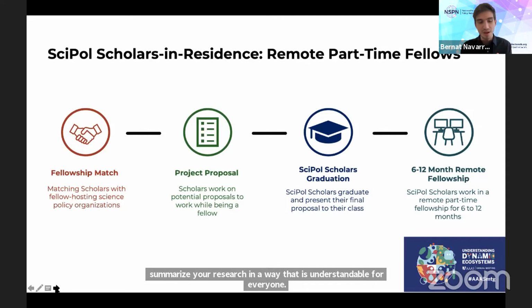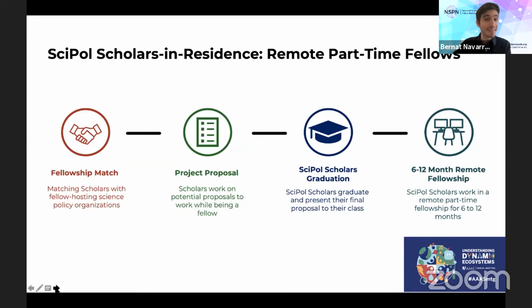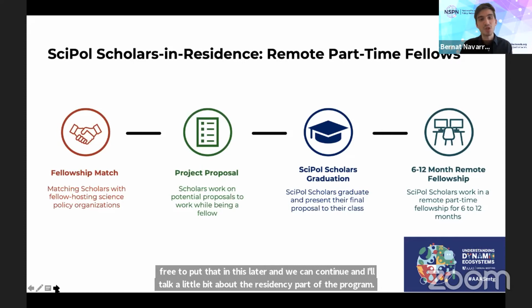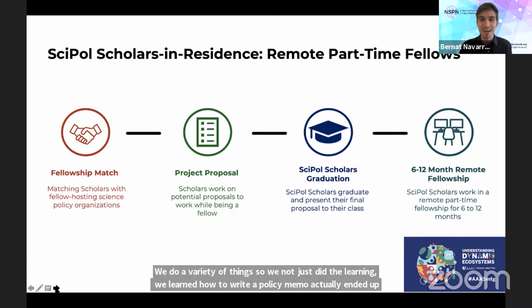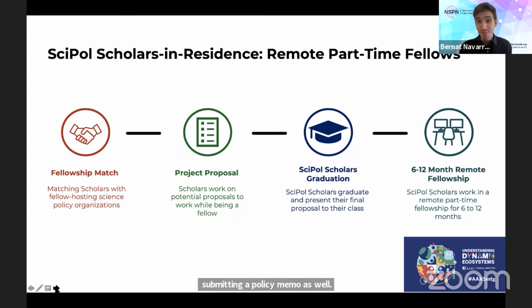So during the bootcamp, we do a variety of things. We not just did the learning, we learned how to write a policy memo, and I actually ended up submitting my policy memo as well. During some of the classes, we have some science policy organizations that come and talk to us about the work that they do. And there's a process of matching between fellows and the actual host organizations. After we've matched, we learn how to write a project proposal, which is very different from typical scientific writing. These are very concise, one to two pagers on what you hope to achieve.